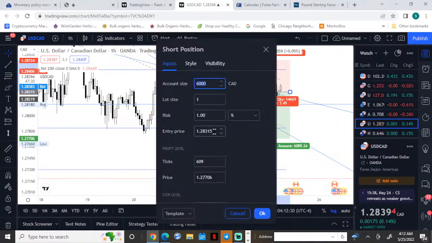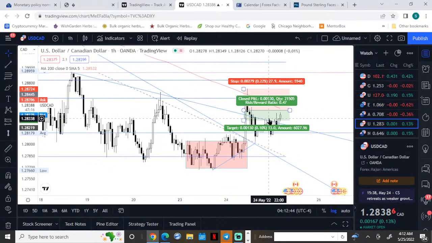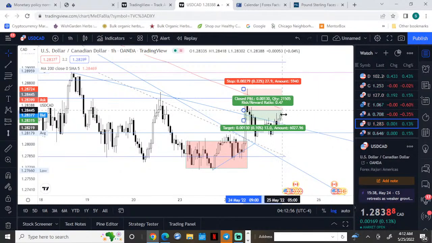Where did I type that at? The wrong spot. 28445. I got out at 28315. Just 10 pips. Instead of, look, 13 pips. Instead of the 40 that I had. But it's okay. My account lives to see another day.